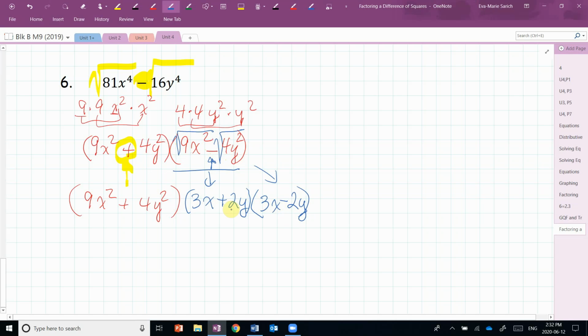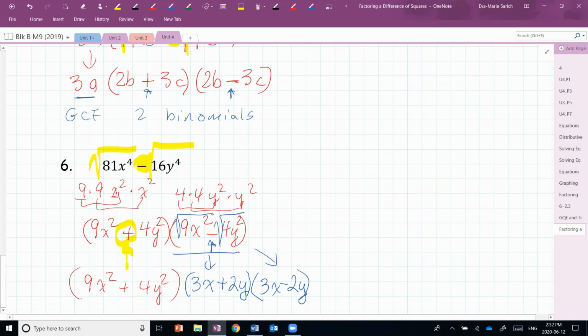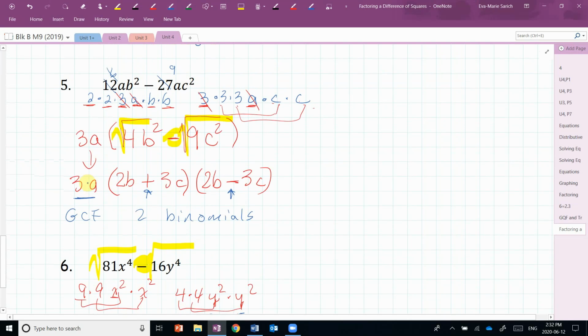So a question like this one is going to be worth 2 marks. Also a question like the GCF. You get 1 mark for taking the GCF out and 1 mark for finding the 2 binomials.